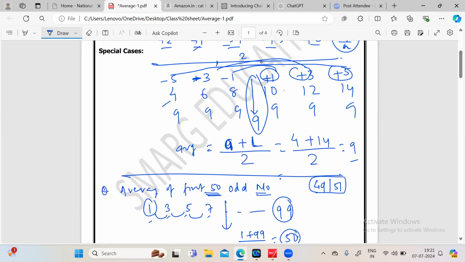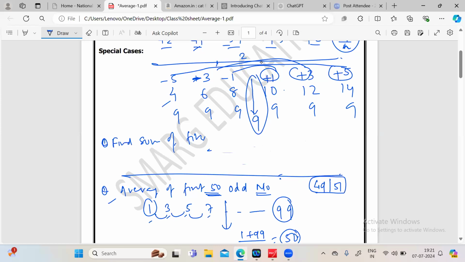Okay. One can improvise the same question which I have asked here by asking: find the sum of first 50 even numbers.